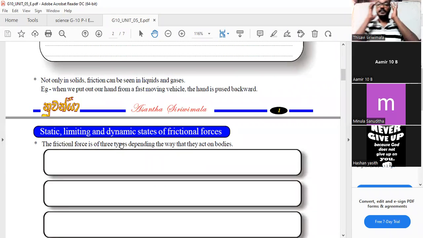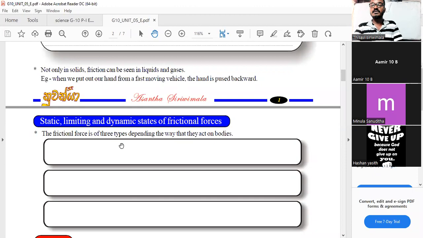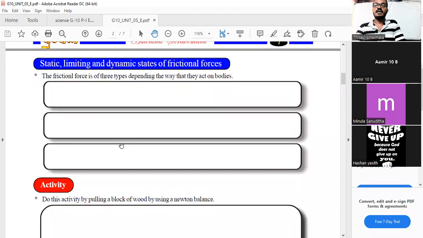Okay. Now, when we are talking in detail about the friction, there are basically three types of friction. They are called static, limiting, and dynamic. Static friction, limiting friction, and the dynamic friction. The frictional force is of three types depending on the way that they act on bodies.